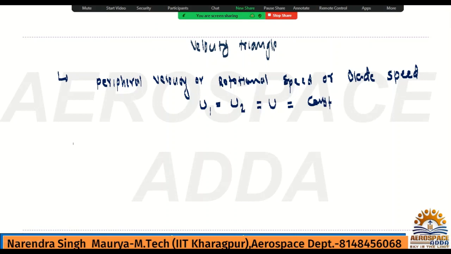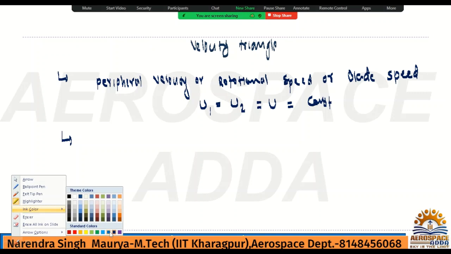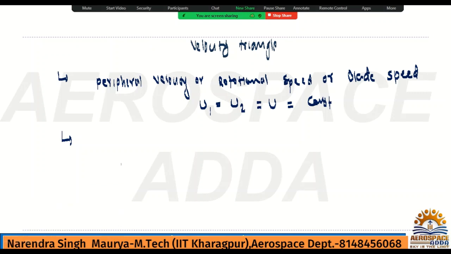Then this is number one. Then we'll go for number two. This is nothing but the absolute velocity component. Absolute velocity.